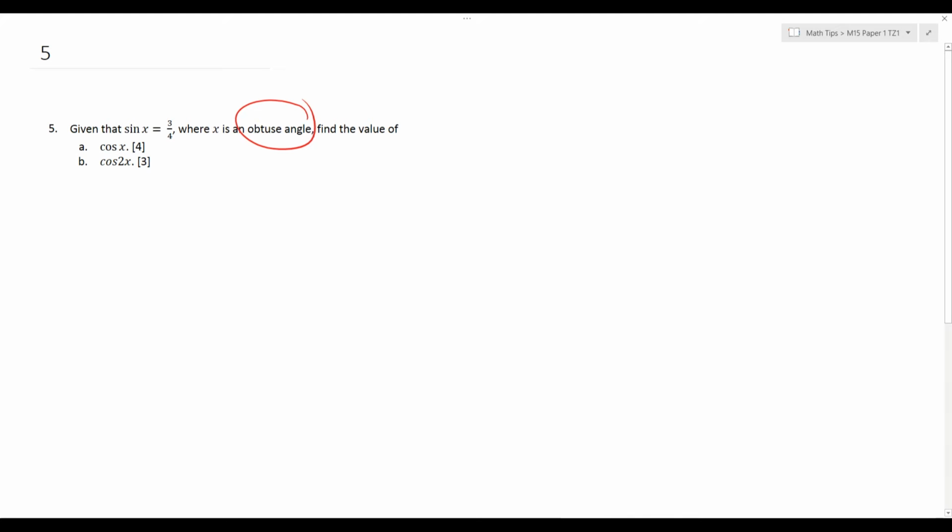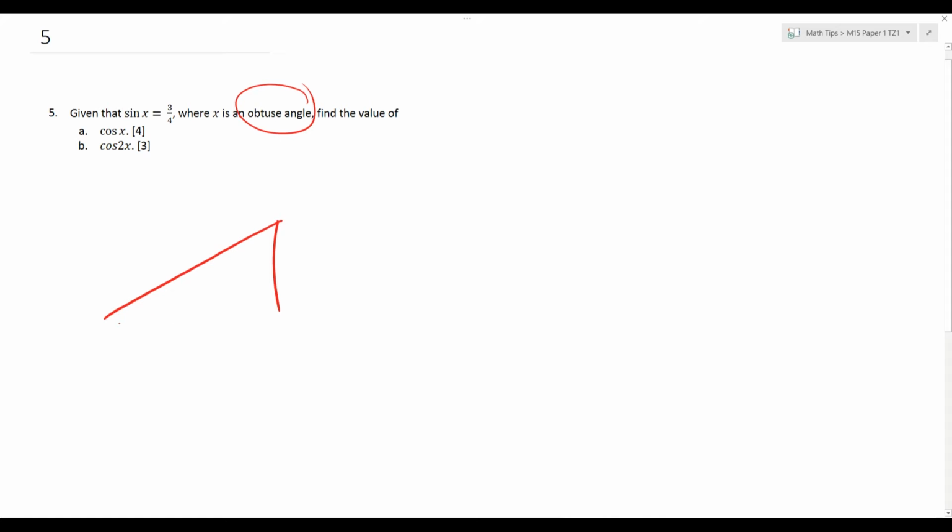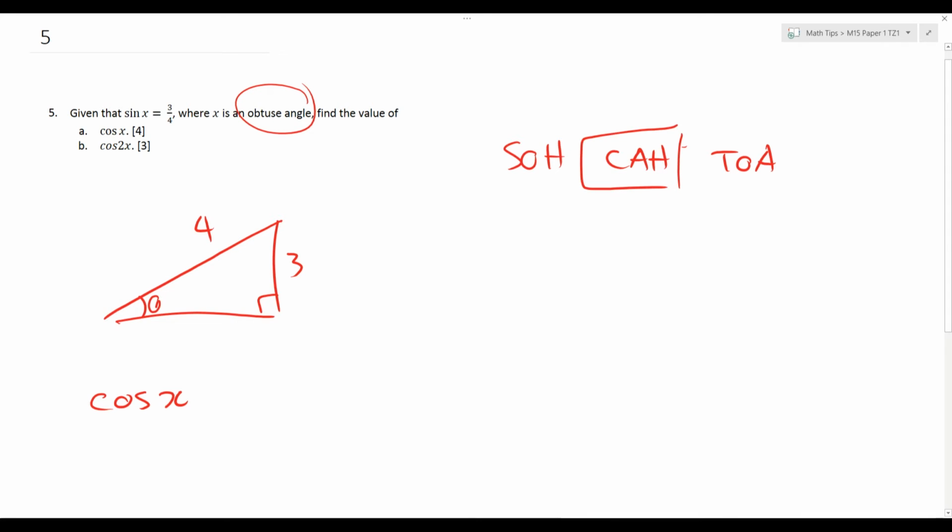So whenever we're given some sort of sine and we're asked to find cosine, the first thing we ever do is to draw our right angle. Call it theta. And we know from our SOH CAH TOA stuff, remember this? The sine is opposite over hypotenuse, which is simply 3 over 4. So therefore, to get cosine, we need adjacent over hypotenuse.